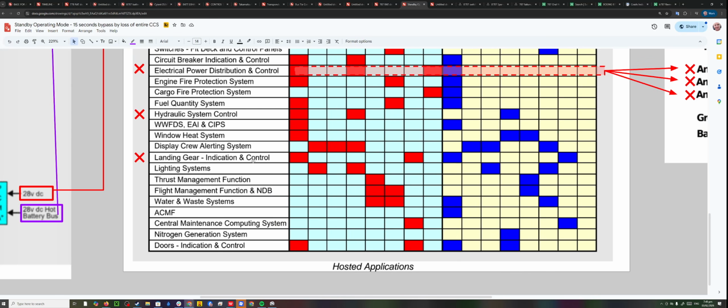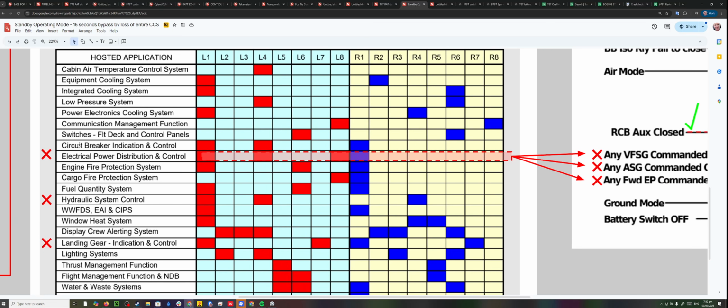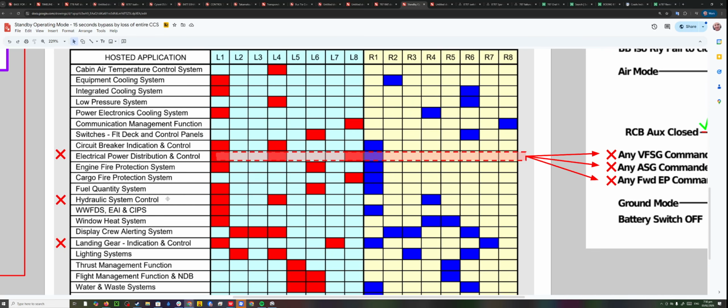You lose, does anybody recognize something? Landing gear indication and control? I wonder why the gear didn't continue to retract. You lose hydraulic system control. I wonder why the gear didn't continue to retract. And you lose electrical power distribution and control. You've lost all of this. The airplane is lucky to be in the air.